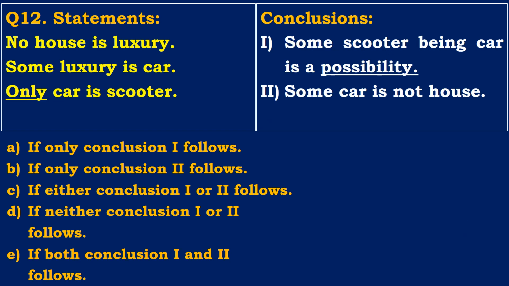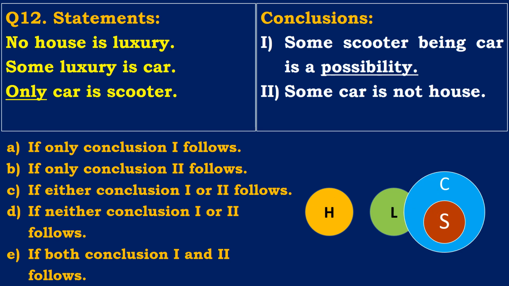Challenge 12. No house is luxury. Some luxury is car. Only car is scooter. Conclusions: Some scooter being car is a possibility. Some car is not house. According to trick 3, conclusion 1 is wrong. There is no relation between car and house. Hence, conclusion 2 is correct. As a result, only conclusion 2 follows the statement. Hence, option B is the appropriate answer.